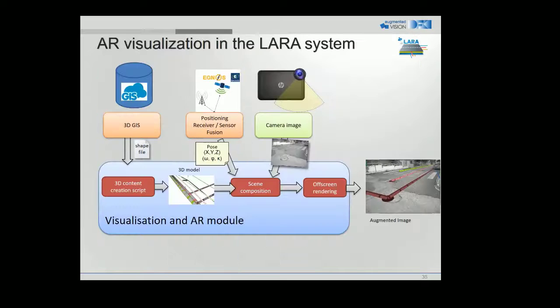The idea was to create a device which receives the GPS and GNS positions and combines them with the data that is available about the infrastructure and create augmentations or show the augmentations of the scene to help the experts in their work, which is like urban planning or excavating and so on.